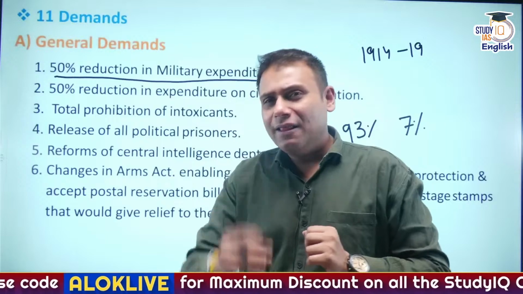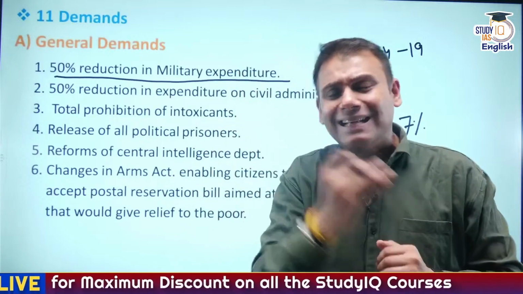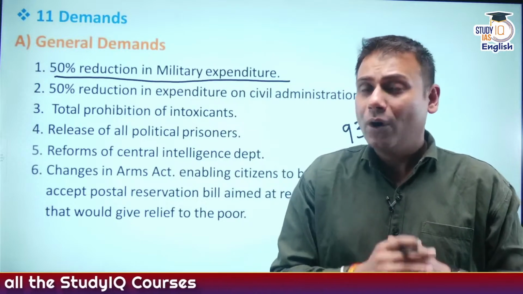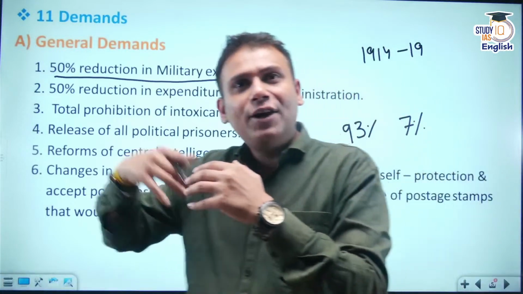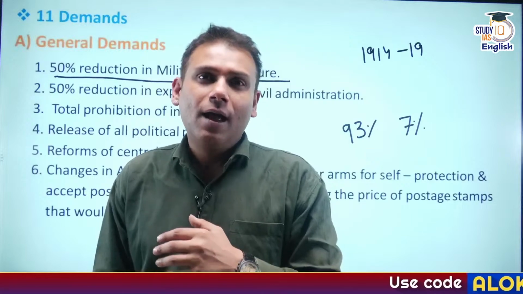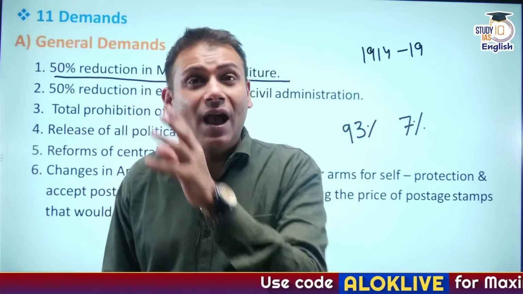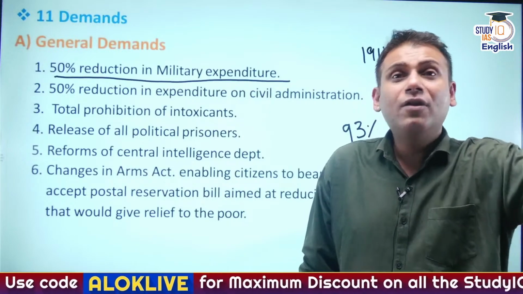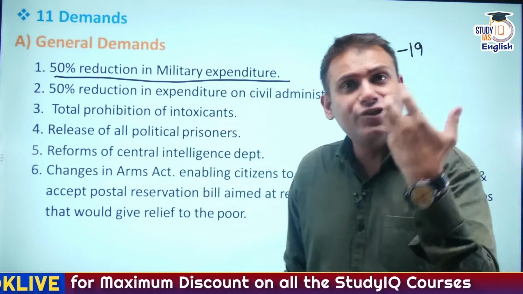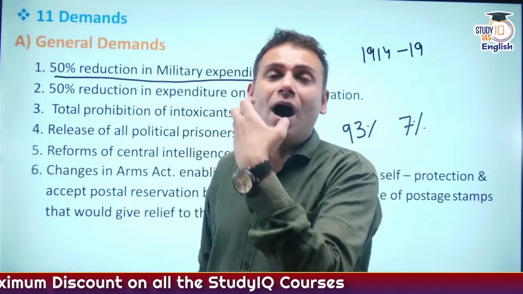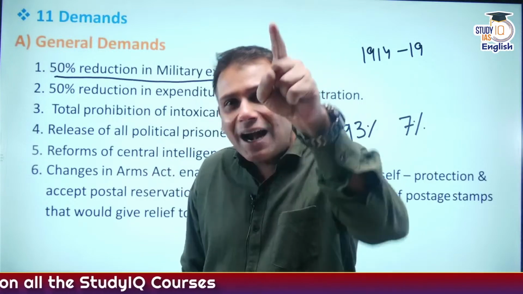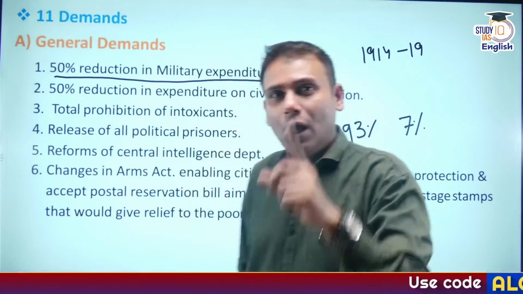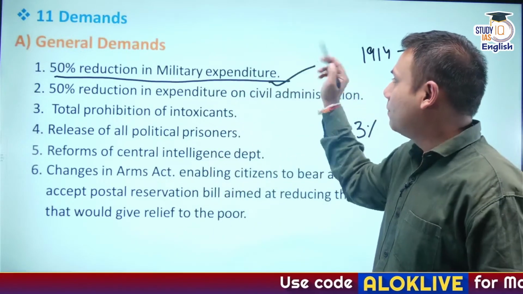Apart from this, in the policy of white racism, racial superiority, what is happening here? Britishers are trying to acquire new colonies. And for acquiring new colonies, they are diverting the resources, particularly the money of India, for military purposes, for military stores, for acquiring new arms and ammunition. That money could have been spent for the welfare of the people in India. Correct? One of the demands, 50% reduction in military expenditure.